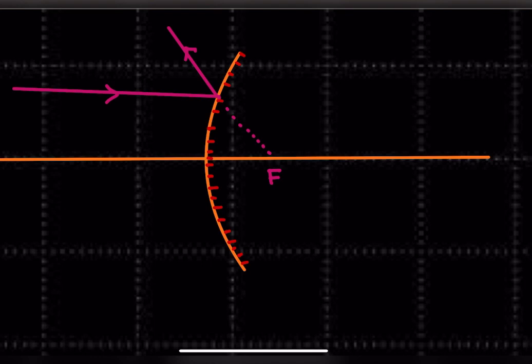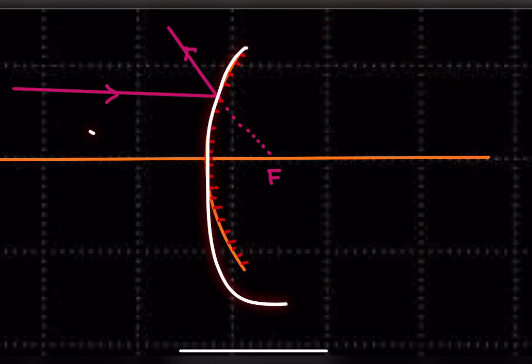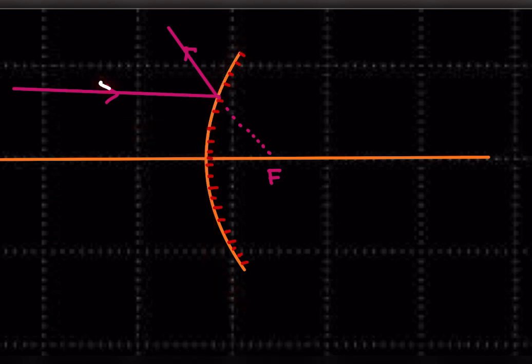Sir, why is the focus on this side? Look, this is my sphere, and this is a part of the sphere. The outer part is reflecting, it is convex. Now if I take a line parallel, it will go away like this, and this line will go and meet here in the focus. That is the first rule.